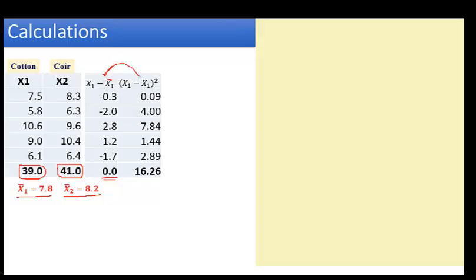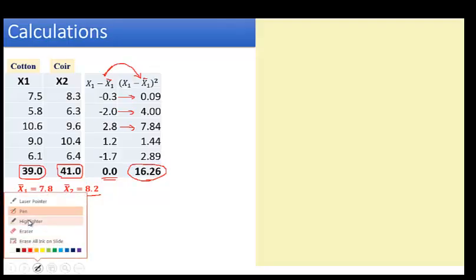By taking the square of these deviations, I would be able to get the sum of squared deviations for the first sample. Taking the square of all values, this 2 square is 4, 2.8 square is 7.84, and so on. The sum of squared deviations for the first sample is 16.26, right?